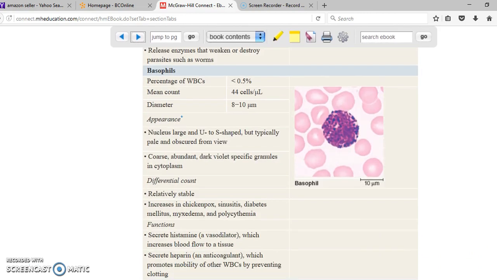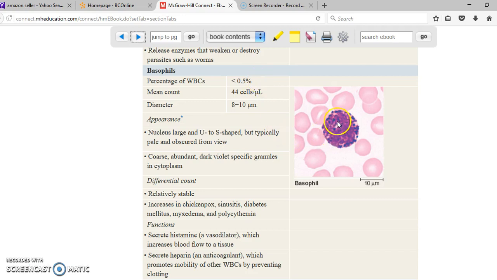The next white blood cell is going to be basophils. You're going to find them less than 0.5%. Then obviously that indicates that basophil is the least abundant white blood cell that you're going to find in a blood smear. What's the characteristic?